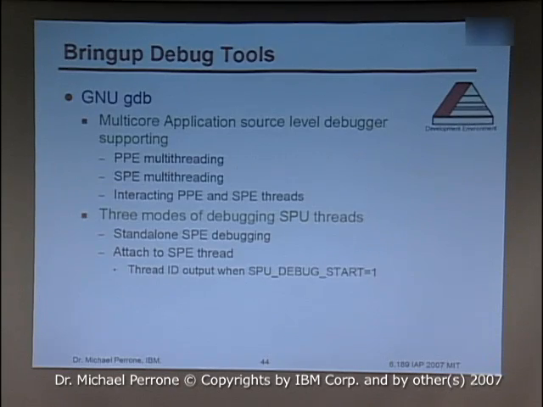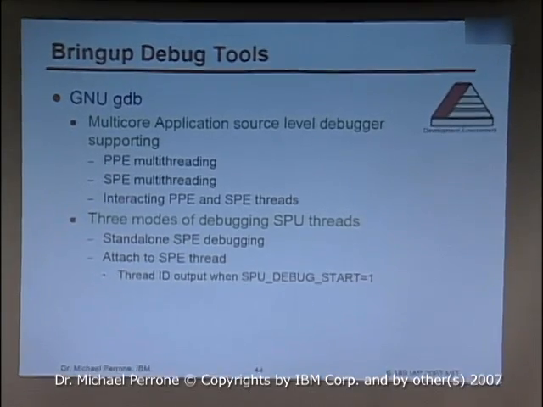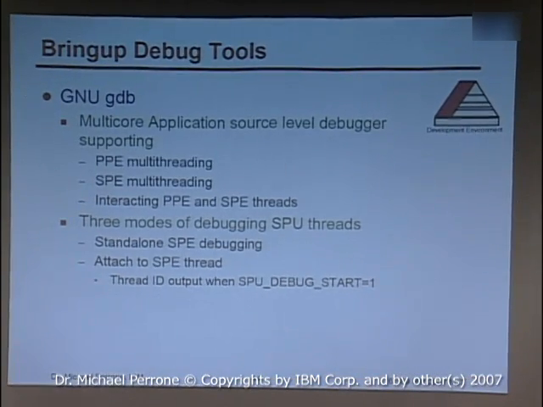And I recommend that. There's a debugger, which provides application source level debugging, PPE multithreading, SPE multithreading, and the interactions between these. There are 3 modes for the debugger: the standalone, and then attached to SPE threads. That sounds like 2, doesn't it? That's problematic.